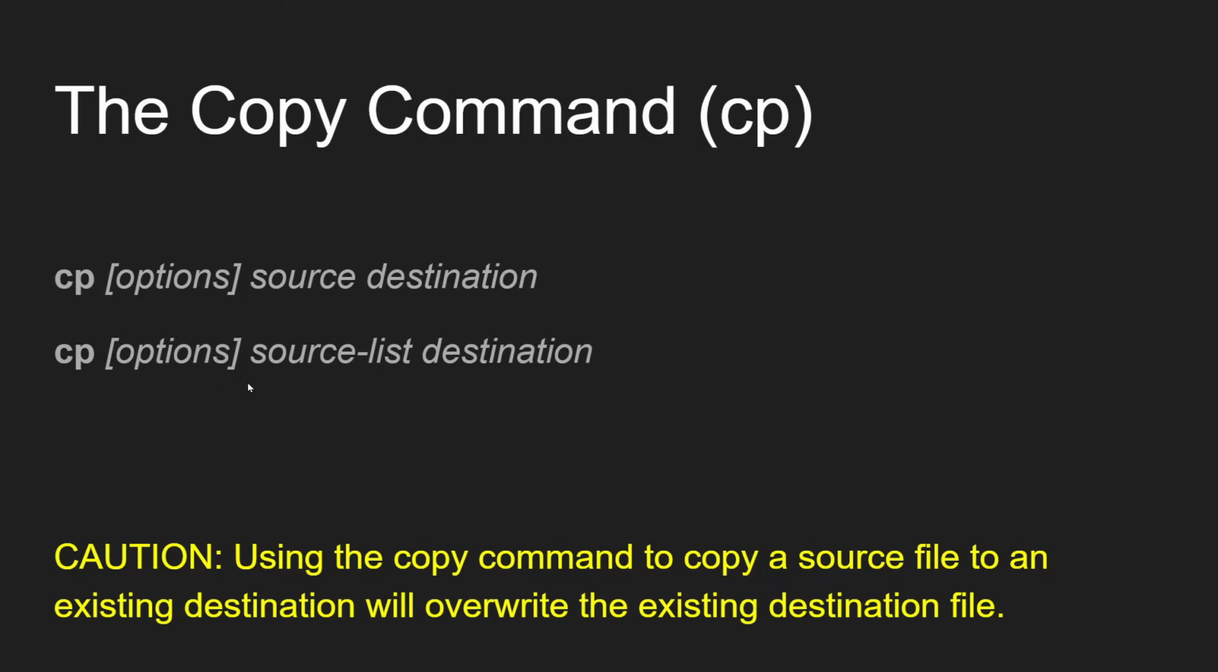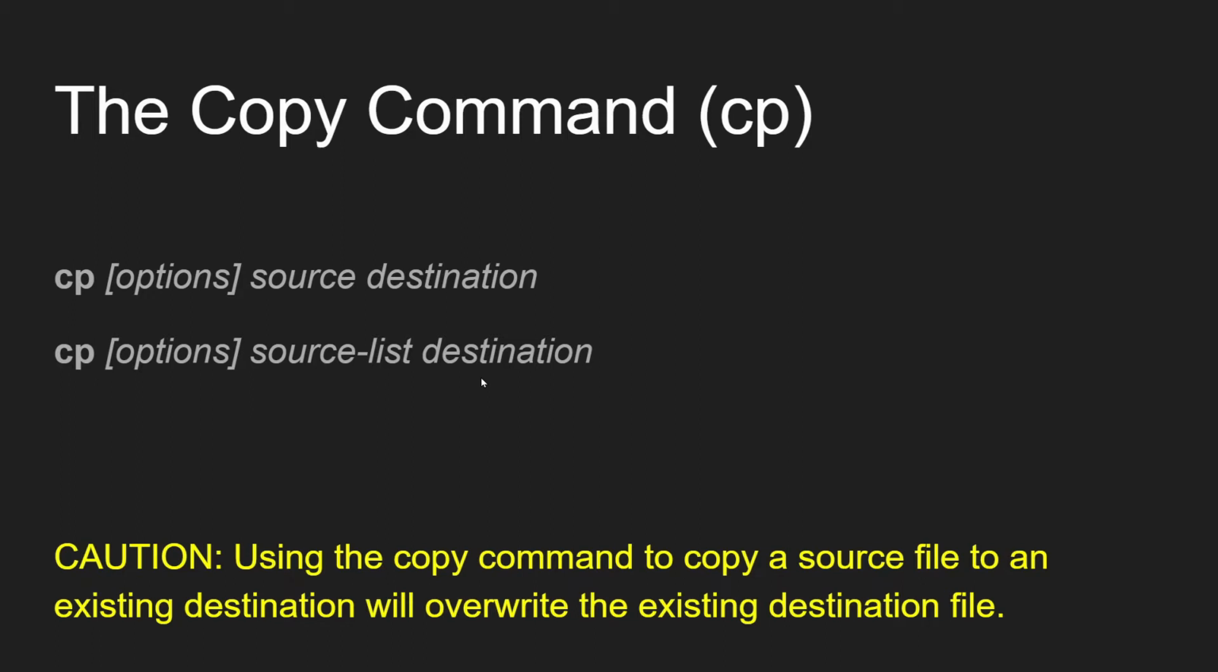In the second form, the source list arguments are a list of one or more files or directories that cp will copy. The destination argument is the directory name where the copies will be placed. Now, before we continue, I should caution you that using the cp command to copy a source file to a destination file that already exists will cause the existing destination file to be overwritten, losing its contents. So I'll be sure to show you how to avoid that in just a moment.